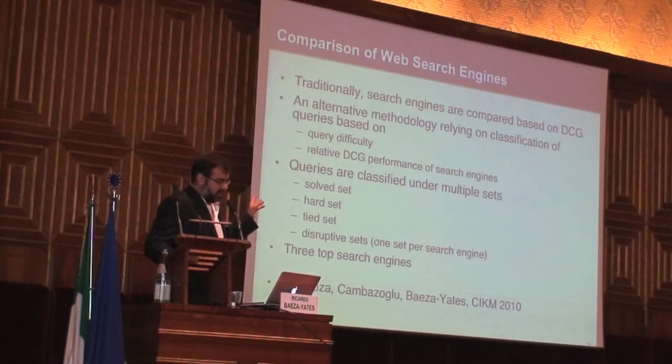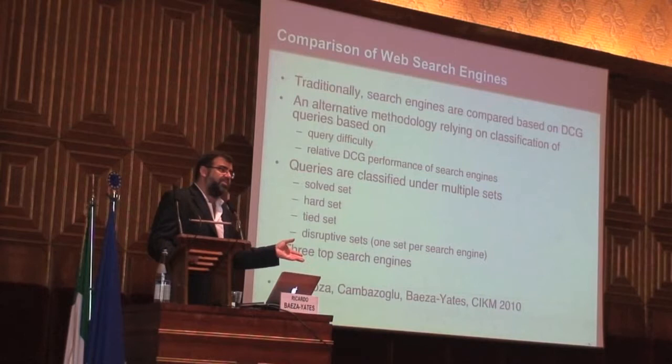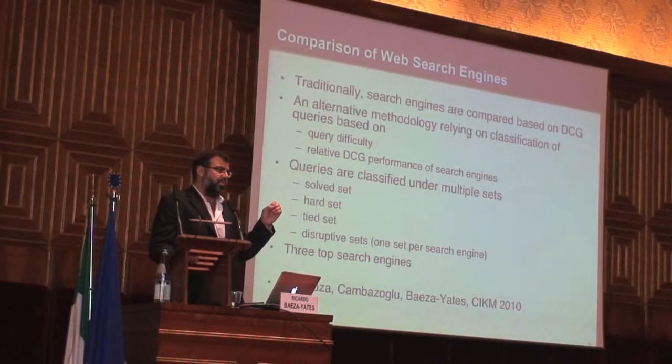And then we classify the queries in 4 different sets. The sets are, first, solved queries. We know how to do this. Really, we don't need to improve them. Second, hard set. We don't know how to do this. We should work on this. Tie set. Well, these are difficult or easy, but we are doing as well as the competition, less important. And then disruptive sets. Here we are much better than the competition, or here the competition is much better than us. Of course, we have to work on the queries where the competition is better than us.